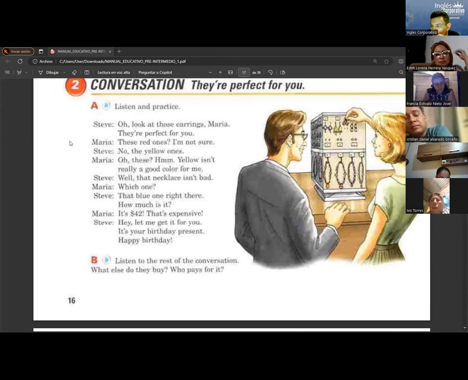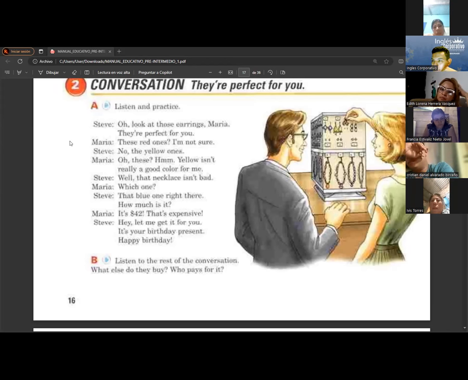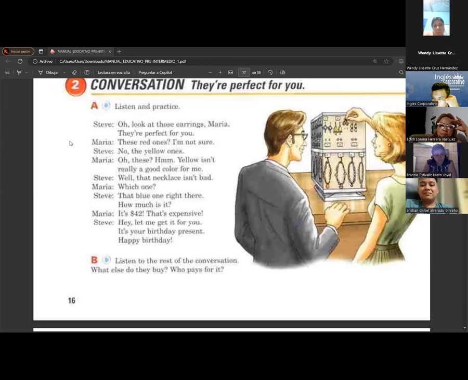Happy birthday. Excellent. Okay, vamos a ir con los últimos dos compañeros. Uno para Steven. Miss Consuelo, thank you. You are Steven. Y alguien para que le ayude siendo María. Miss Wendy, thank you. All right. Let's start right now. 3, 2, 1, action.